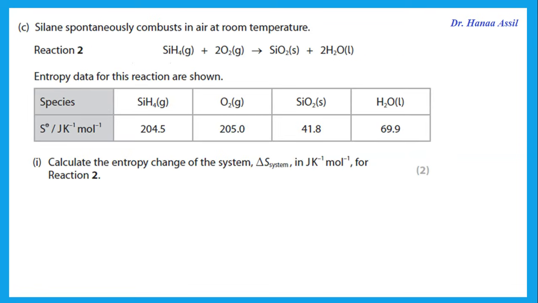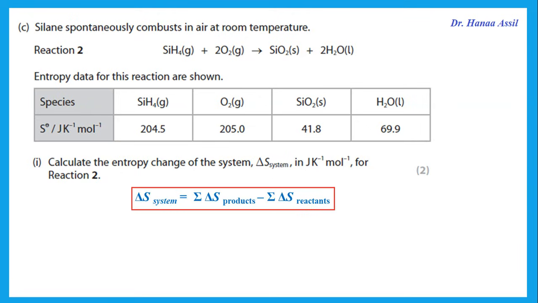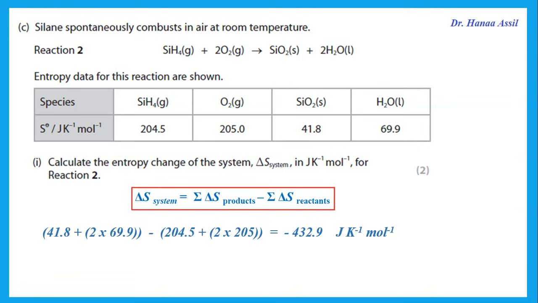Silane spontaneously combusts in air at room temperature. We have the entropies for each of them, and we're told to calculate the entropy change of the system. Remember that the entropy change of the system is the delta S of the products minus the delta S of the reactants. So just add them all up. Do not forget to take into account the coefficients. So just adding them up, and the products minus reactants will give this value.